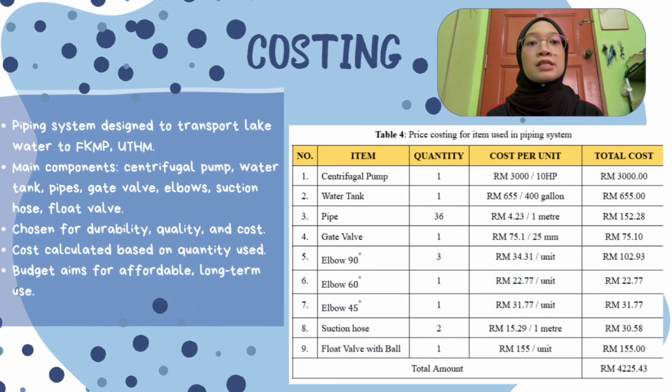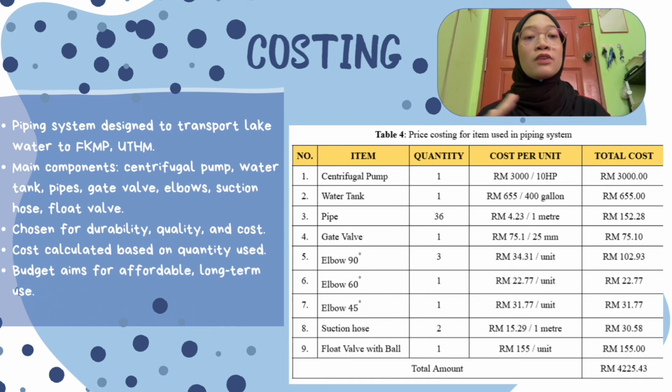The piping system that we have designed has a few components: centrifugal pump, water tank, pipes, gate valve, elbows, suction hose, and also float valve. All of these components have been chosen based on durability, quality, and cost, because we want the budget to be more affordable and also for long-term use. Here is the table of price quotes for the piping system we use. I will go through the costing one by one.